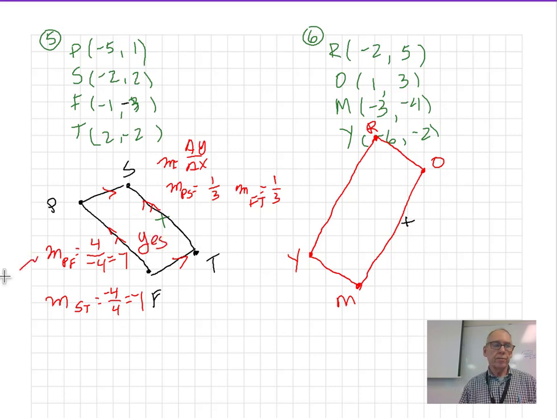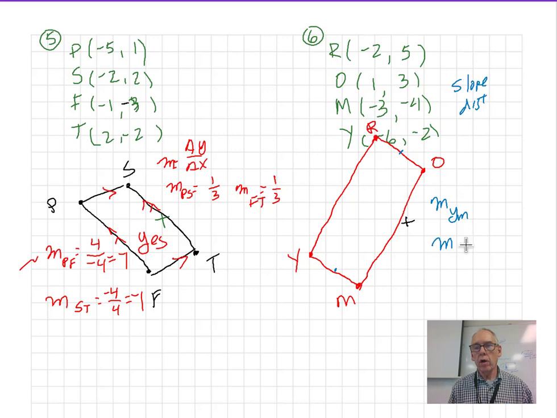For number 6, switch colors. For number 6, they want us to use slope and distance. So if we have one pair of sides that are both congruent and parallel, we can say we have a parallelogram. So I'm going to find the slope of YM. I'm going to find the slope of RO. They need to be the same.